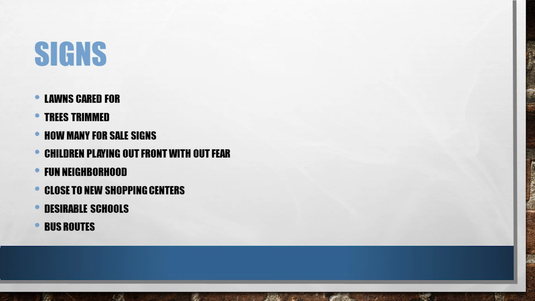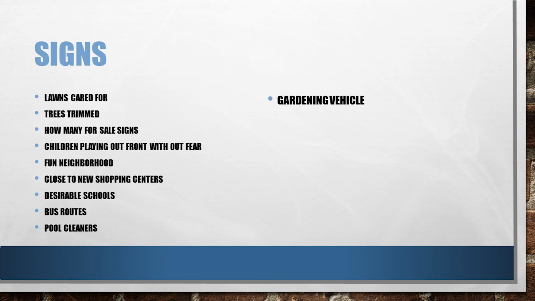One of the key components that you'll see in a desirable neighborhood is, do they have pool cleaners showing up? Do you see garden vehicles? Do you see pest control trucks? Are there service providers that are visiting the neighborhood to maintain the properties? Then are the properties maintained?